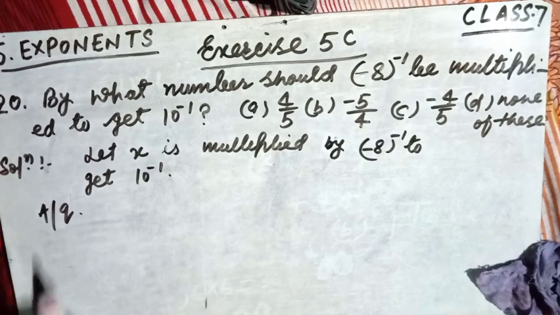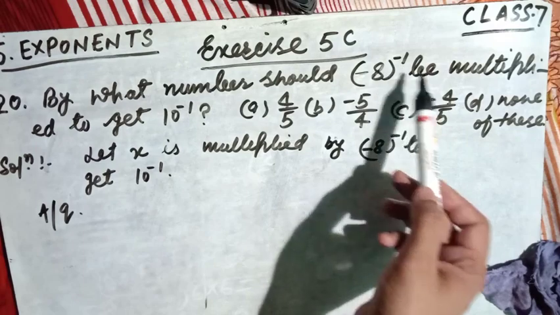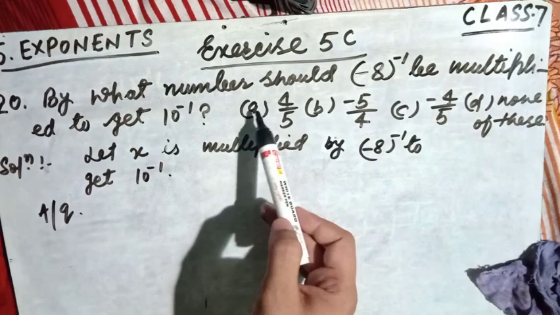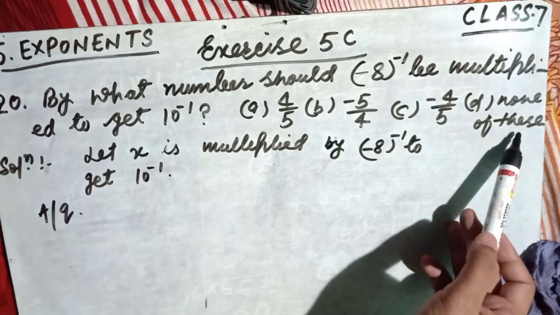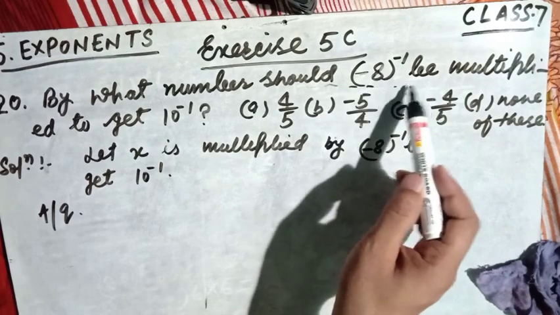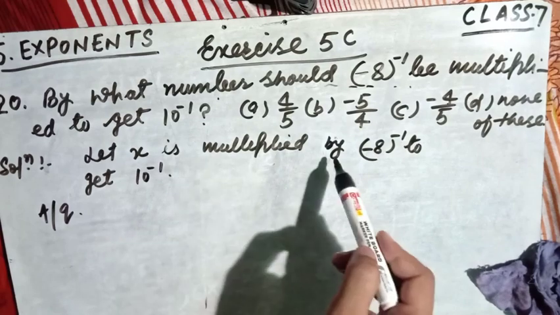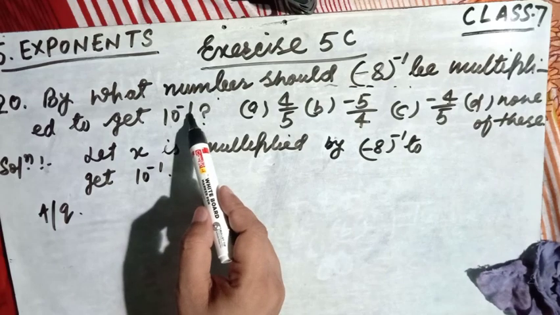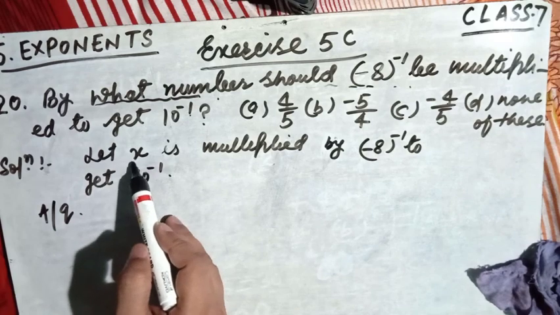Now see friends, question number 20. By what number should minus 8 raised to the power minus 1 be multiplied to get 10 raised to power minus 1? There are 4 options: A 4 by 5, B minus 5 by 4, C minus 4 by 5, and D none of these. In order to solve, first of all have a look. Suppose x is the number multiplied by minus 8 raised to the power minus 1 to get 10 raised to power minus 1.